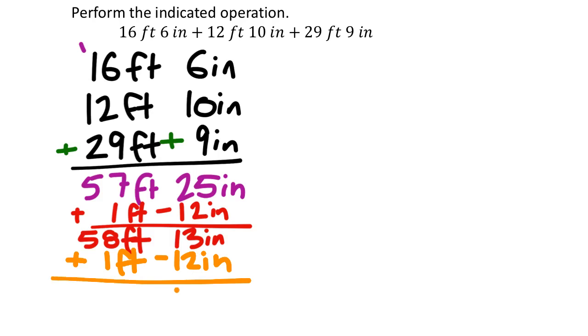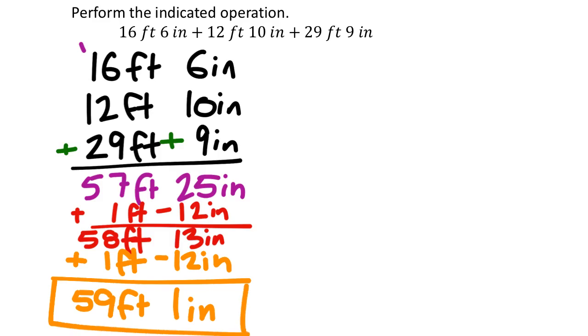So 13 minus 12 is 1 inch. 58 plus 1 is 59 feet. So the more appropriate answer for this one is 59 feet, 1 inch, instead of 57 feet, 25 inches. If you were looking at this problem and said, I don't need to do it twice, I can do it once, because 24 inches is 2 feet, you can subtract 24 inches to make that 1 inch, add 2 feet there, that's fine, it still works.